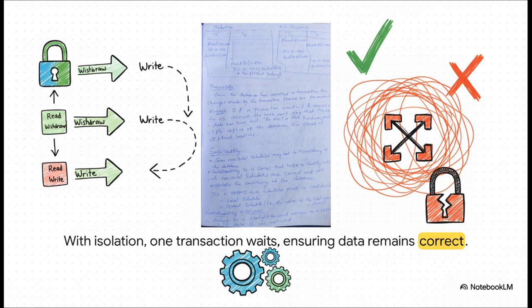But here's the solution. With isolation, the system creates a nice, orderly line. It basically tells transaction 2, hey, hang on a second, T1 is using that right now, you have to wait your turn. So T1 gets a lock, does its work, and finishes. Only then is T2 allowed to go. The end result is predictable, orderly, and most importantly, correct. Isolation prevents these kinds of data collisions and keeps everything consistent.